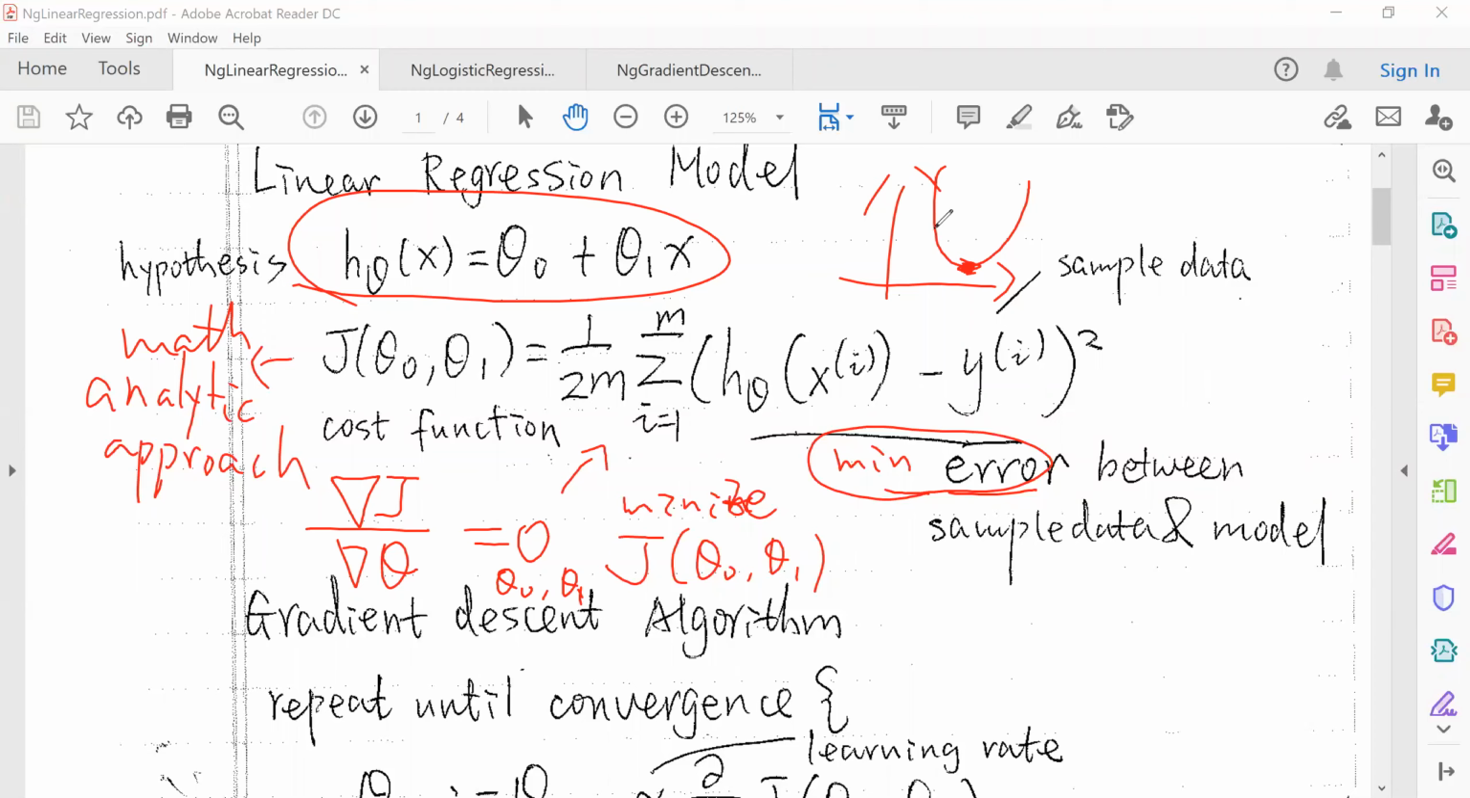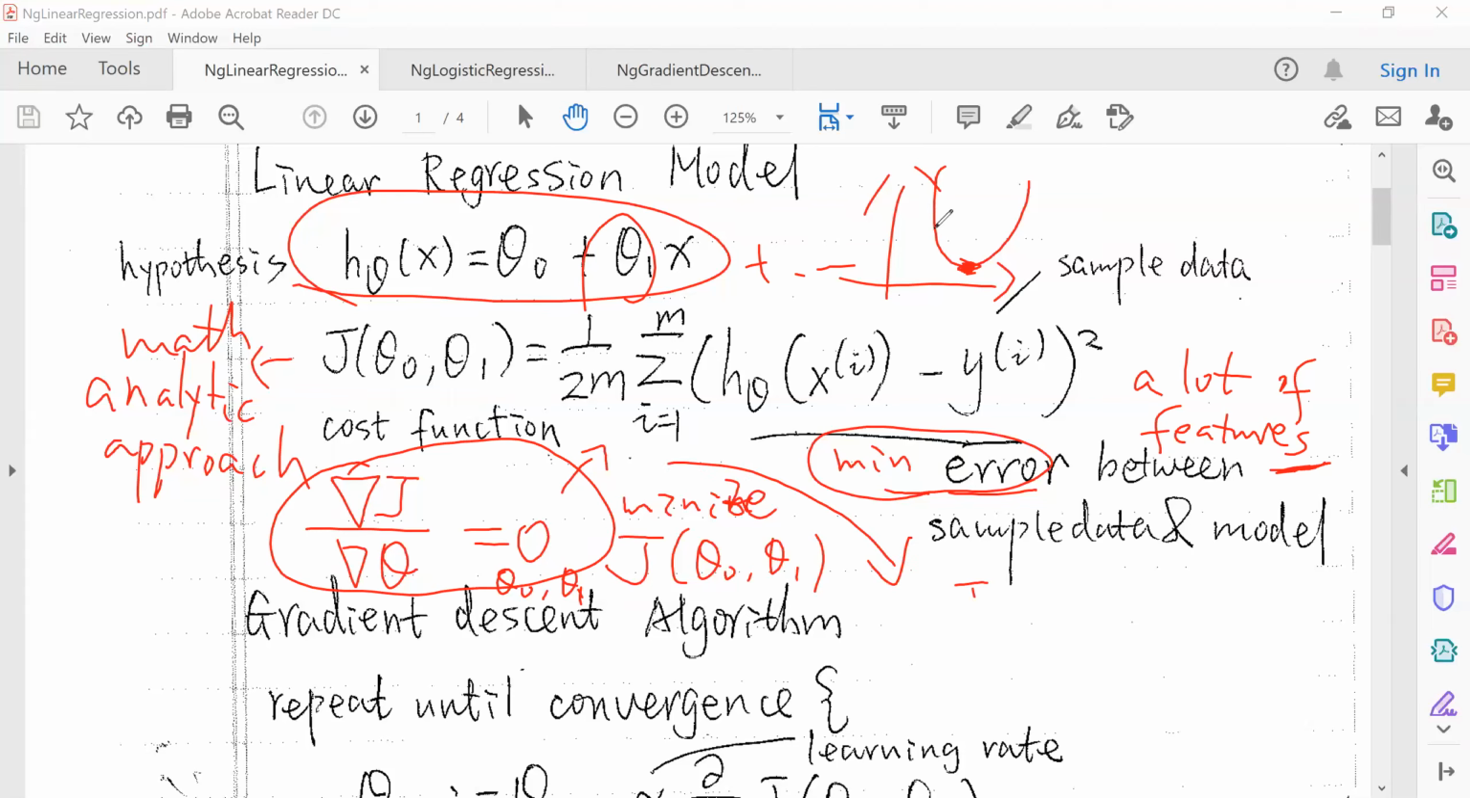But with huge data, when you have a lot of features, with the increasing number of features, you also need more theta. And then when you try to analytically solve this, it involves what? It involves inversion of matrix. So sometimes that's very hard to achieve, okay?